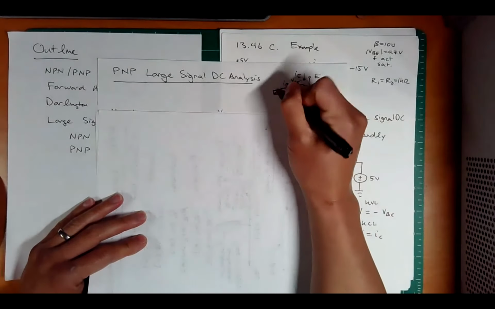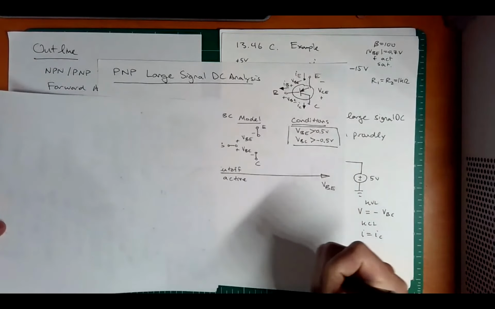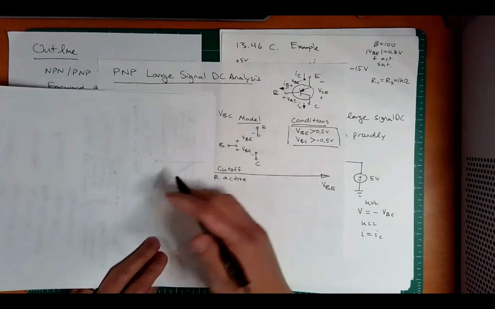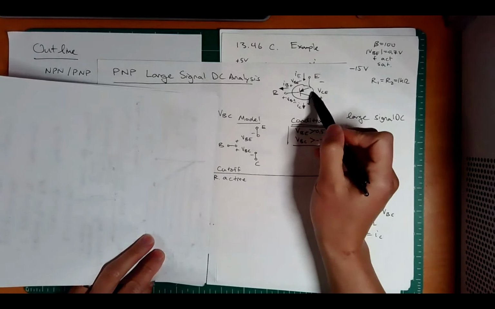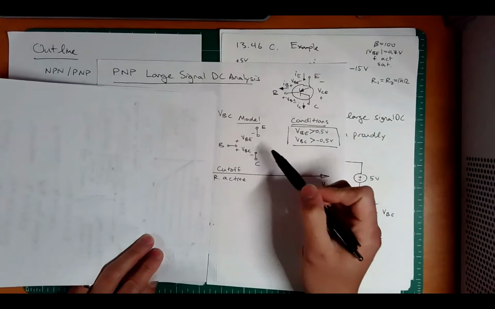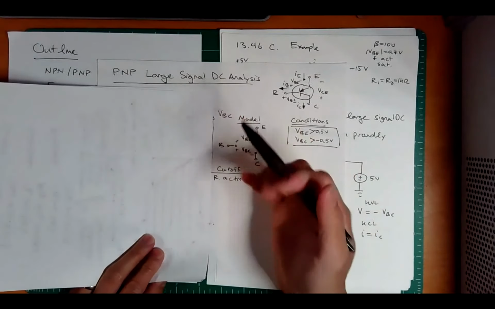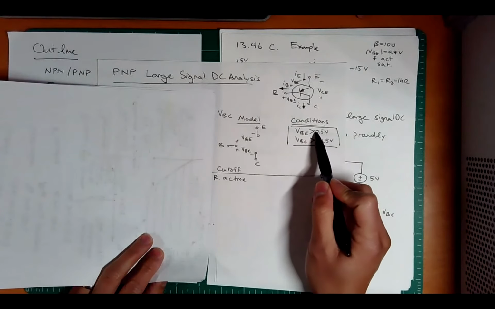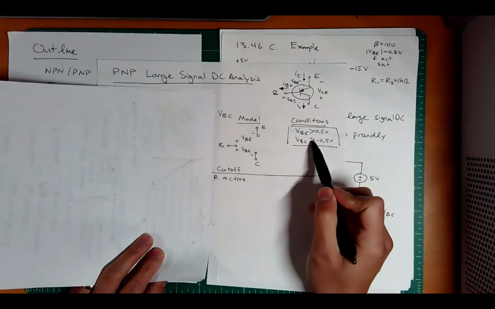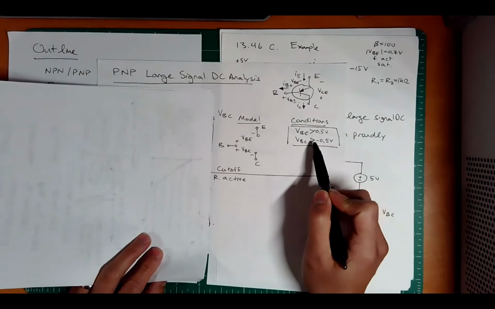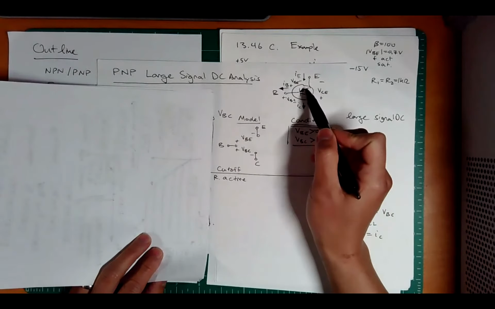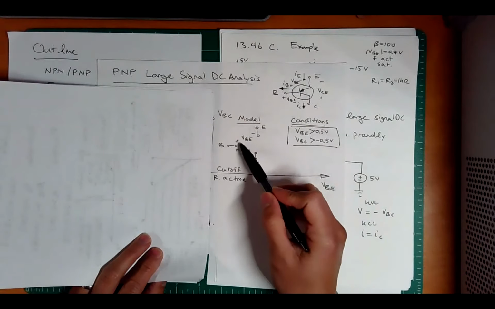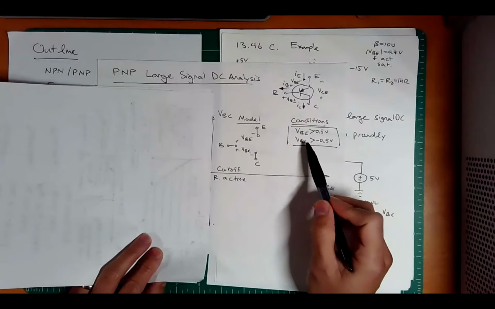Okay, so let's look at the first one, and that's cutoff. Like before, if we are to guess cutoff, we would just replace that circuit with an open circuit model, right? And the conditions are kind of reversed from the NPN. So here we've got to check, is VBE greater than negative 0.5 and is VBC greater than negative 0.5? The reason is because we have a PNP, right? And so this would put it in a reverse bias situation, okay?